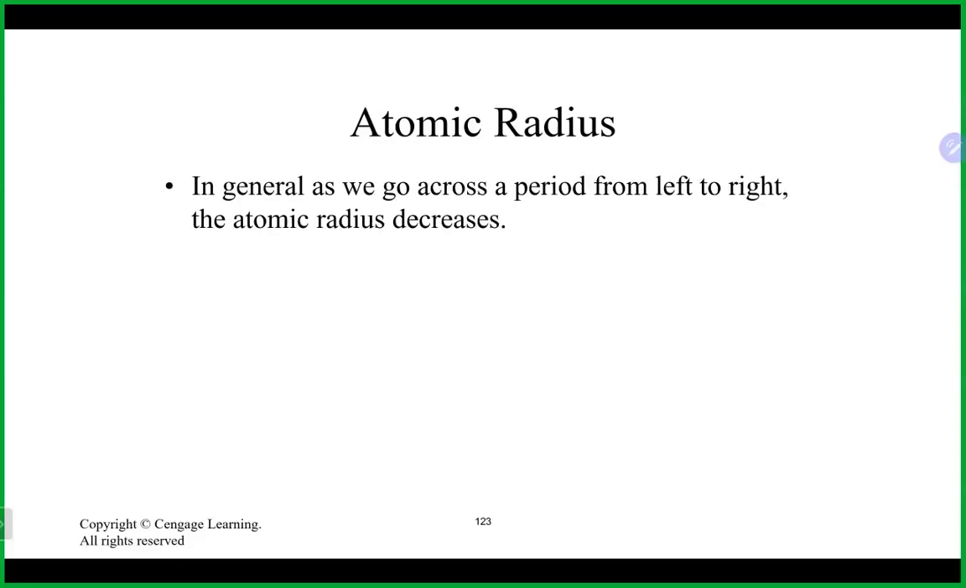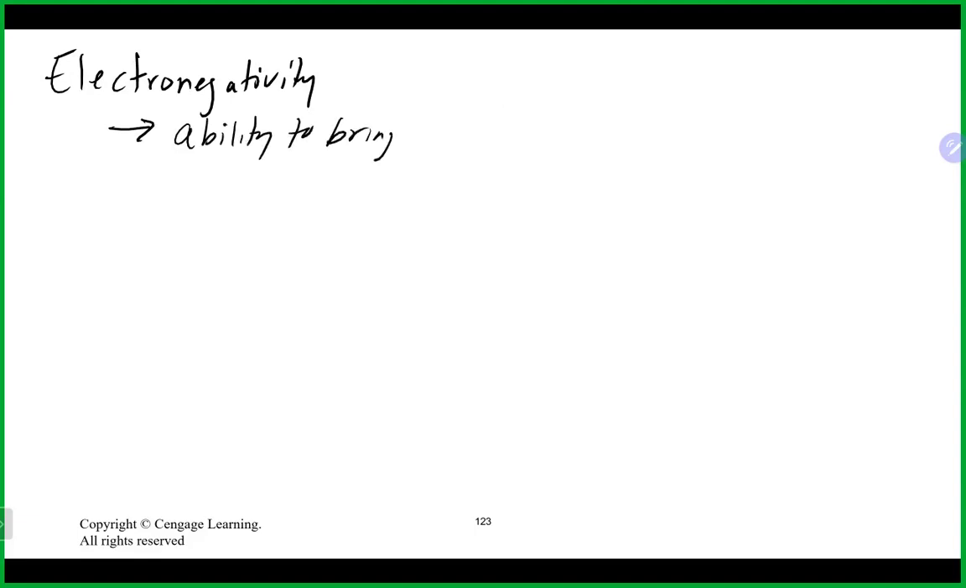Another really important trend, which I'll write here, is electronegativity. Electronegativity is different from electron affinity. Electron affinity you can think of as already done: the atom has already gained an electron, and the change has occurred in terms of energy. Electronegativity is a lot of what we see with bonding, which is the ability to bring an electron towards itself. So electronegativity is the ability of an atom to bring electrons towards itself.